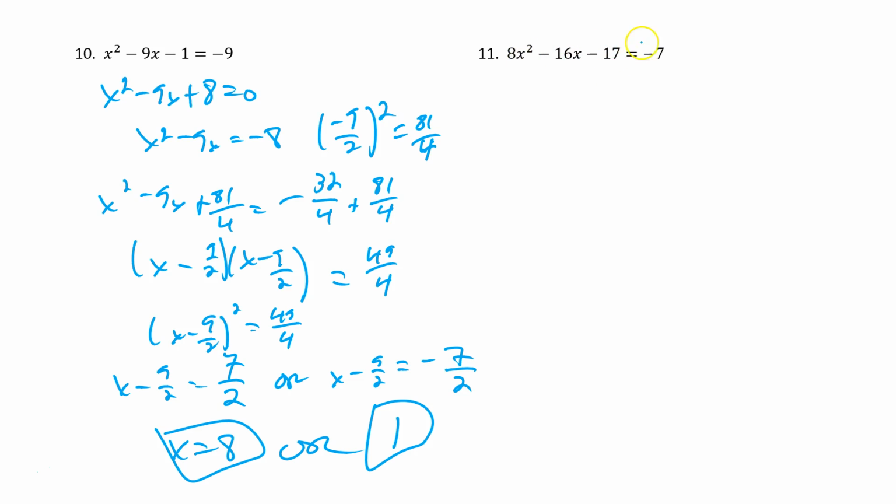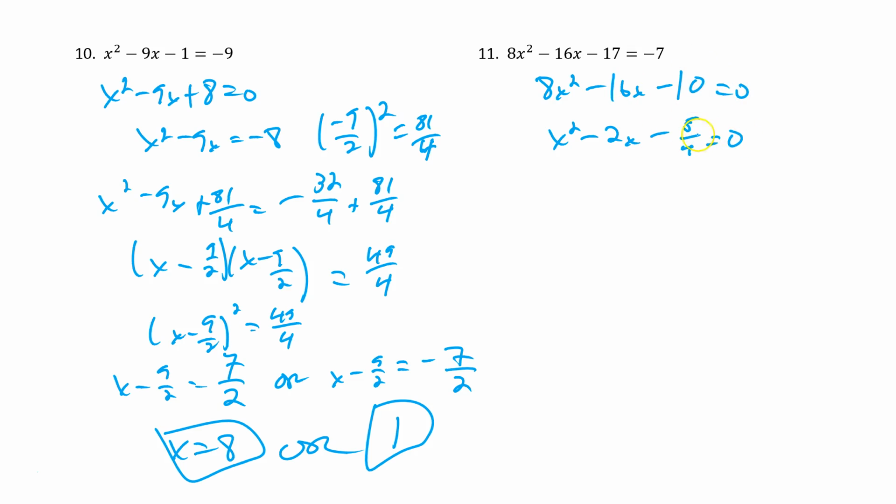So we got 8x squared minus 16x minus 17. We're going to add 7. So we got 8x squared minus 16x minus 10. Okay, so this is equal to 0 now. So now we are going to divide everything by 8. So we have x squared minus 2x minus 10/8, divide by 2, 5/4, equals 0.